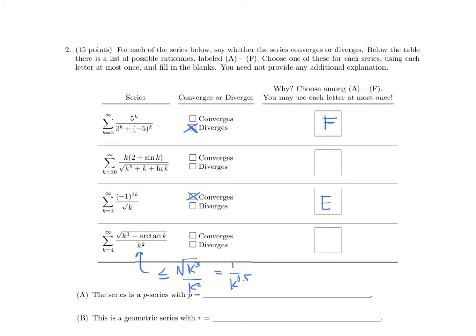That reduces to 1 over k to the 1/2, or 1 over square root of k. Unfortunately, that doesn't do us much good at all because the series whose terms look like this diverges. So we've successfully said that this is less than something that diverges. Being less than something that diverges is not a conclusive inequality for us.